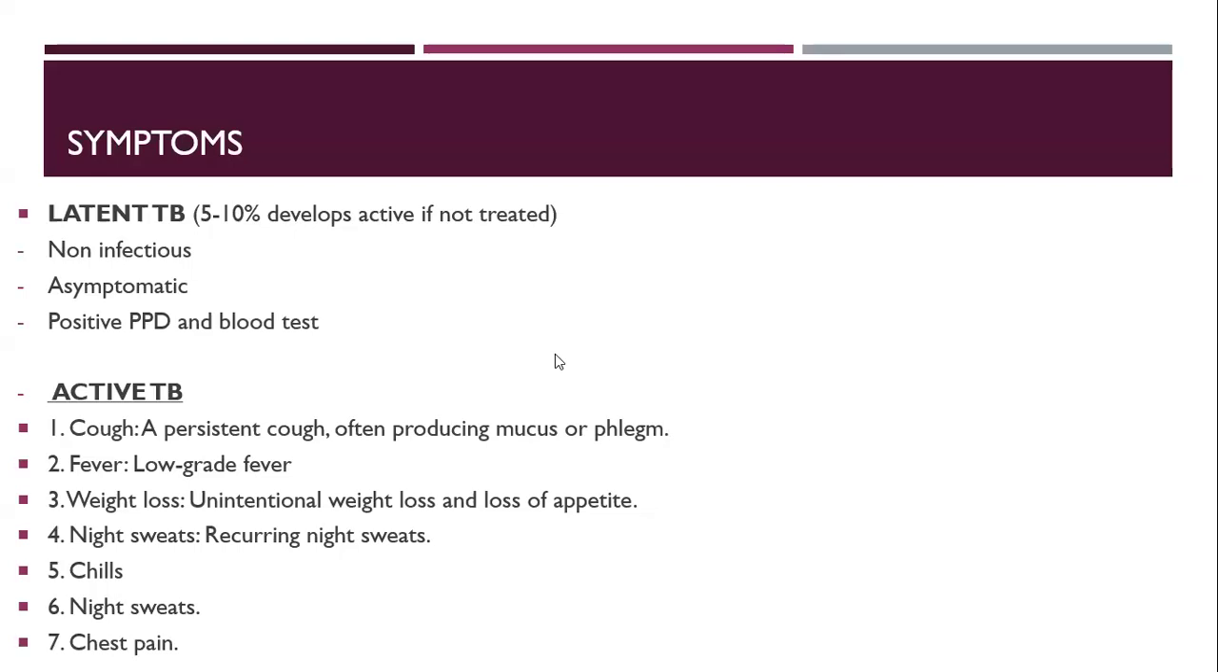All right. Then 3, weight loss. Unintentional weight loss and loss of appetite. When we say unintentional weight loss, it means it is not because the patient wants to lose weight. The patient eats and does everything to increase their weight, but they are still not gaining weight. You are eating, you are sleeping well, you are not stressed, you are doing everything to gain weight, but still you are losing weight. It's a key sign of TB. So that is something you should know.